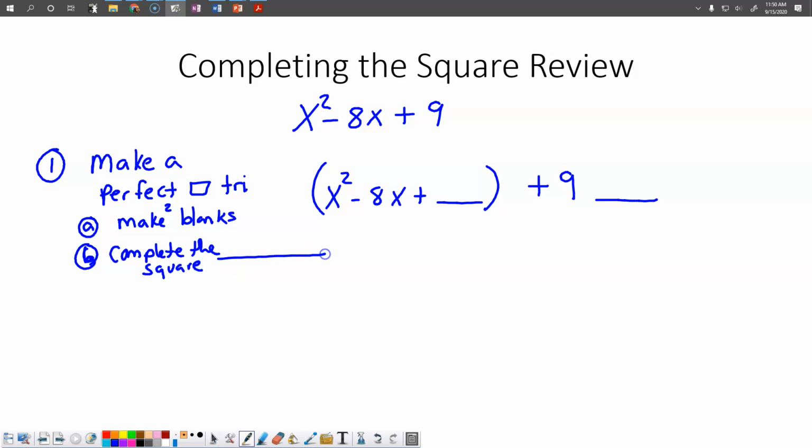And I'll just draw an arrow to this process here so you know what I'm talking about. Completing the square means I want to make this a perfect square trinomial. So what I'm going to do is I'm going to take half of the 8, and then I'm going to square that result and put it there.